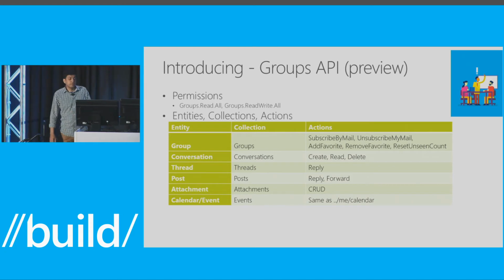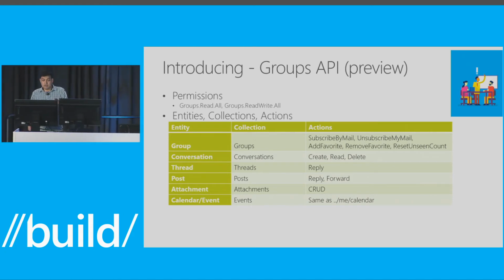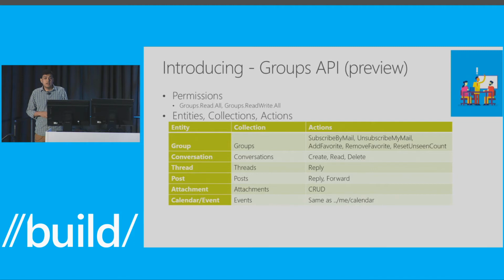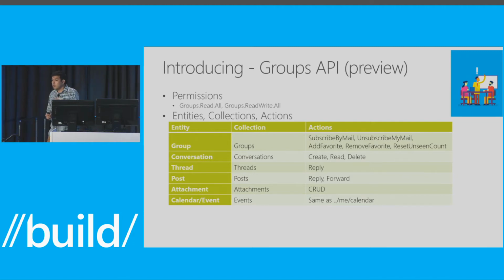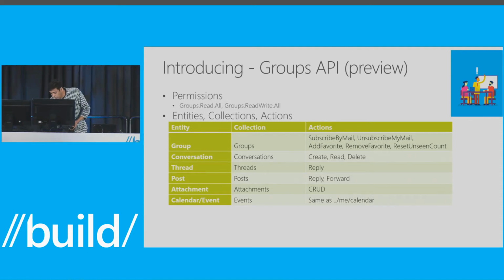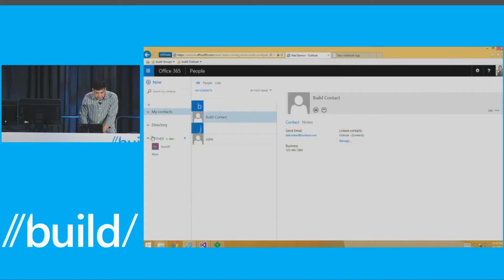Group has a bunch of interesting entities and collections. Of course, you have the group and the groups. There are functions available like subscribing by mail. And what that means is that in a group, when you subscribe by mail, all conversations that you see in a group will be sent as an email to you. You can add the group as your favorite or do the reverse, remove it, and reset unseen count. Let me just show you quickly how a group looks, so if people are not familiar, they'll at least get an idea.